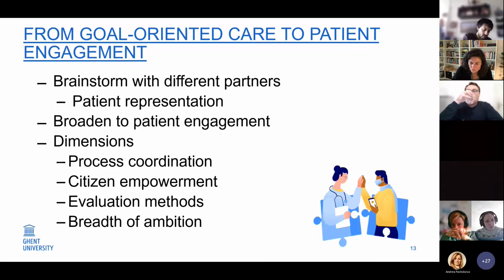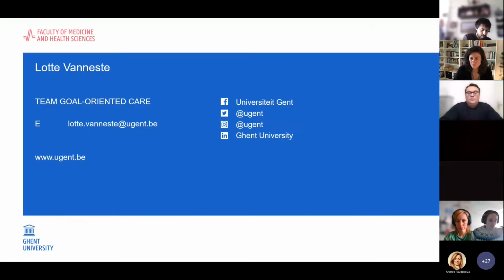But these are just first ideas, and we still need to discuss this further in detail and to see which adaptations are possible. But we already see great opportunities to integrate the concept of goal-oriented care and even broader patient engagement in the Scirocco tool. But this was, in short, about adaptation of the context and the concept in the Scirocco tool.